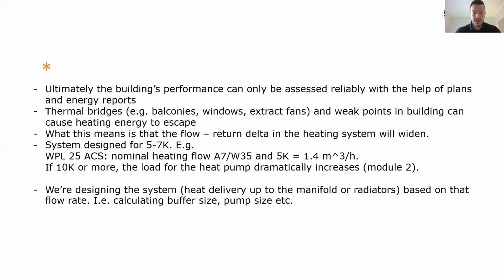So what you'll find in our manuals is going to say something like outside temperature 7, water 35 into the slab, and a delta of 5 Kelvin at 1.5 cubic meters an hour, so 1,400 liters an hour. Now, what we'll do in the second module is we'll quickly compare that number and what that heat load would be to what the exact same calculation would result in if we had a delta of 10 Kelvin, for example. You see that that heat load will dramatically spike quickly.